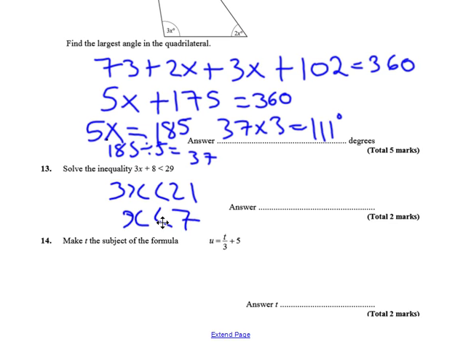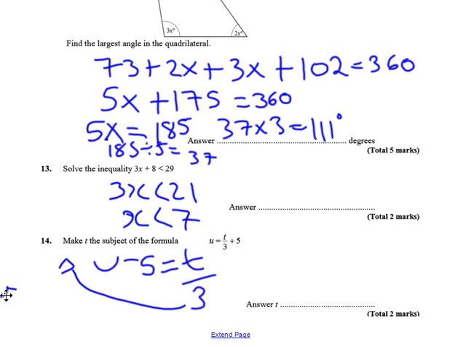Question 14, we've got Hasina who's going to make t the subject of this formula. Now to get t on its own, the opposite of plus 5 is minus 5. So we'd write u minus 5 equals t over 3. Then the opposite of divide 3 is to times by 3. So we would write 3 and then in brackets u minus 5 equals t. So we've now made t the subject because t is on its own.